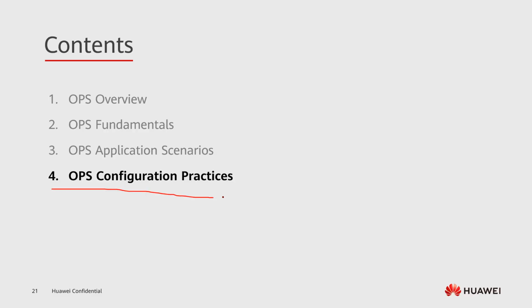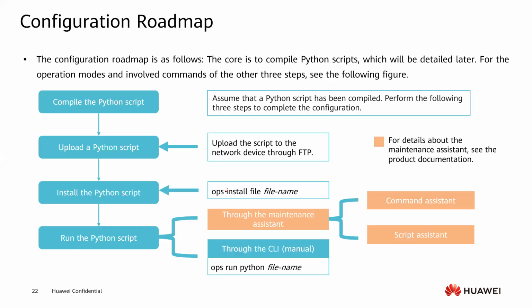Okay, and the last is the example for OPS configuration practice. You can see the configuration. There are four steps. First, we compile the Python script. This is the most important part. Then we upload our Python script to the network device.